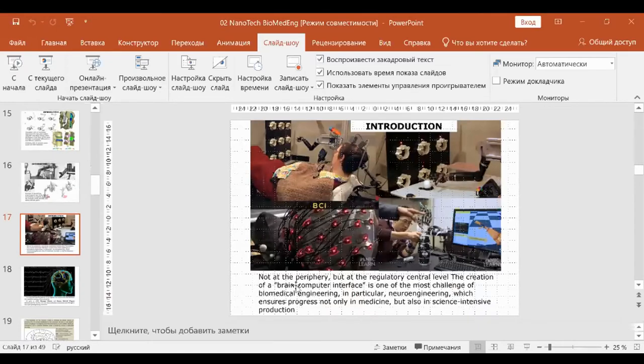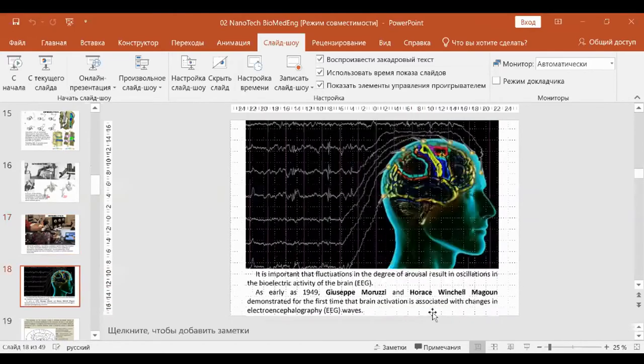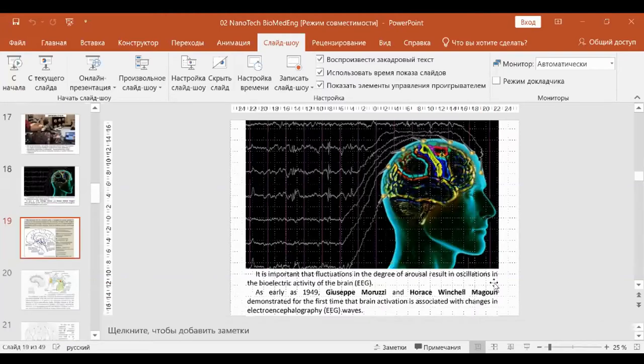Not at the periphery, but at the laboratory center levels, the creation of a brain-computer interface is one of the most challenging tasks of biomedical engineering, in particular neuroengineering, which ensures progress not only in medicine, but also in science-intensive production. It is important that fluctuation in the degree of arousal results in oscillations in the bioelectrical activity of the brain.